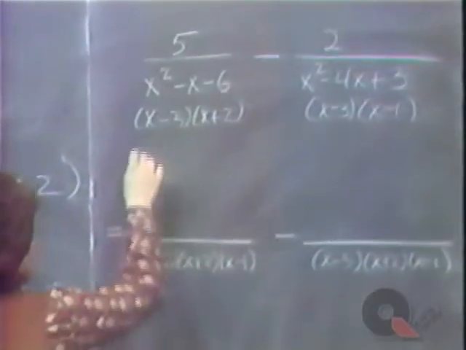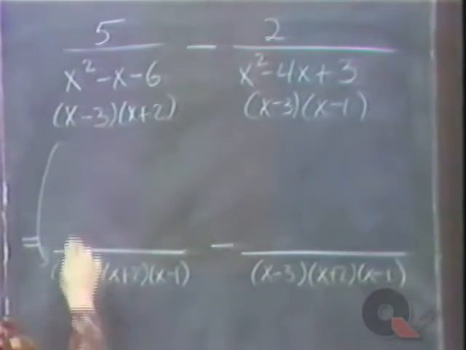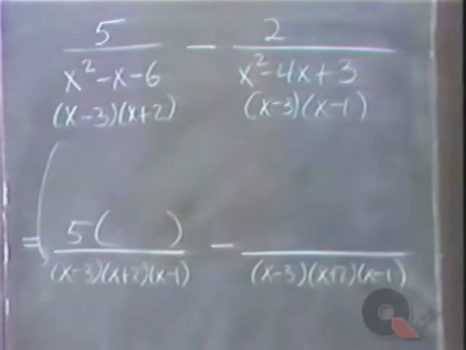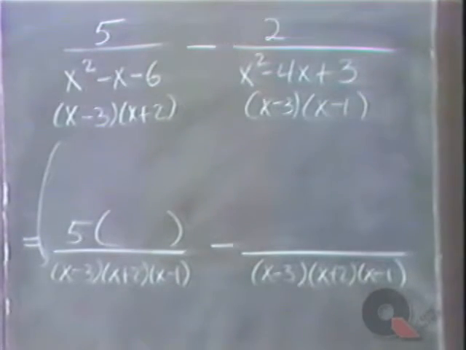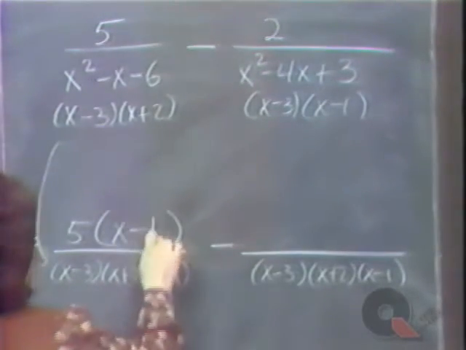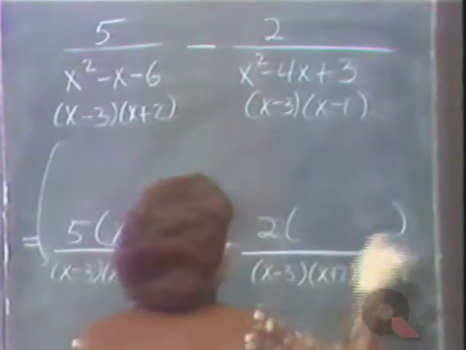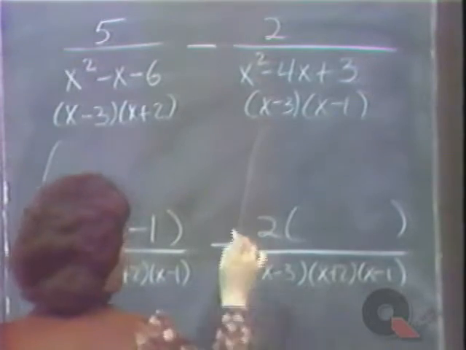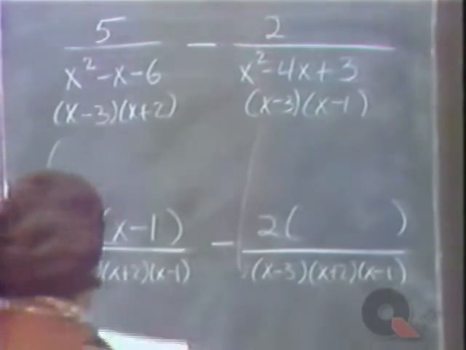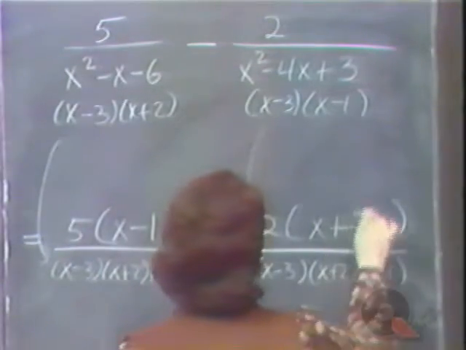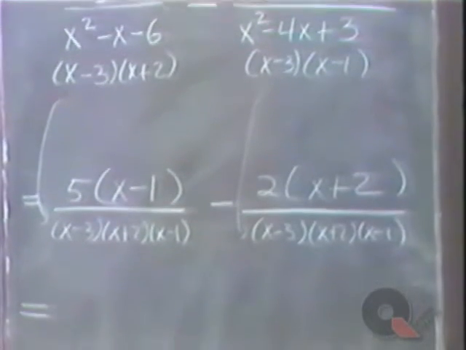As always, we ask ourselves, what did you multiply this denominator by to get this one? And whatever you did, you're going to multiply the top by the same thing. To go from this denominator to this one, I multiplied the denominator by x minus 1, so I must multiply the numerator by x minus 1 as well. Similarly, over here, I had to multiply the denominator by x plus 2, so I multiply the numerator by x plus 2 as well. Now I have two fractions with the same denominator.